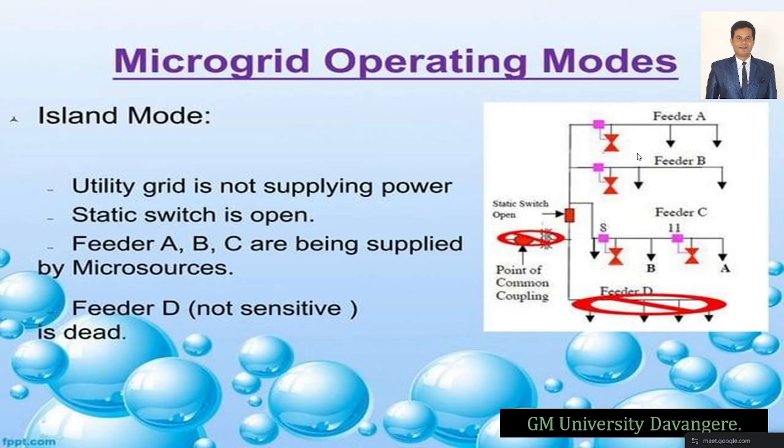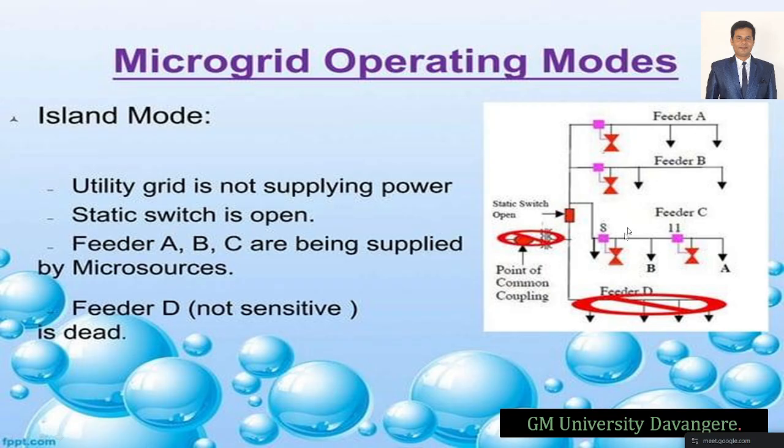The micro source may be your batteries, correct? Maybe from your fuel cells, correct? Feeder D is not sensitive, it is dead. Feeder D does not come into the picture because it may be in faulty conditions. Faulty conditions are happening, but from here all the loads can be connected from these feeders.